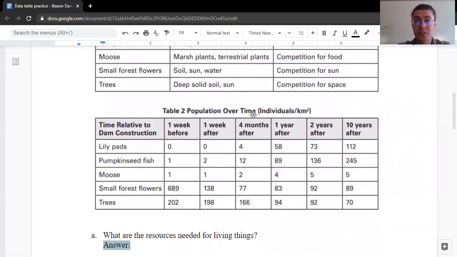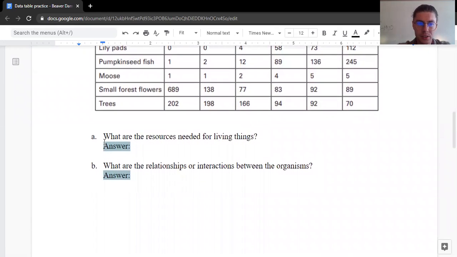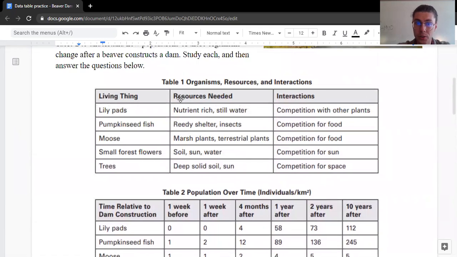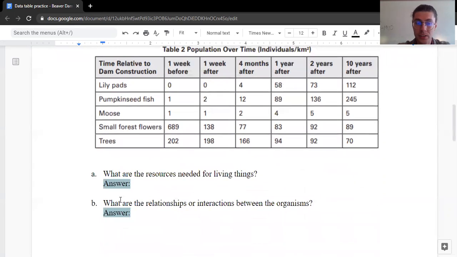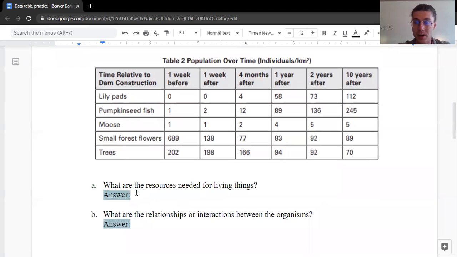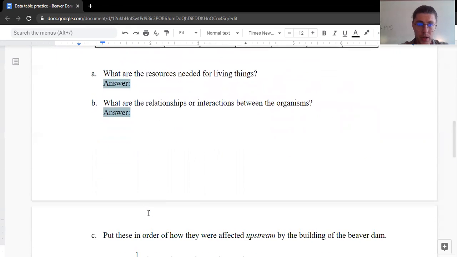Using these two tables, we can answer our questions on the document. First, what are the resources needed for living things? Well, we know that table 2 only shows populations, but we can see the words resources needed for all of these organisms in table 1. So our answer to question A would simply be the resources needed by all organisms. These details we can copy and paste right here, and that's our answer. This is part of the ways that we use a data table. We find our information, we take it out, and that's our answer. It's kind of like a scavenger hunt. We'll repeat the same process for question B.